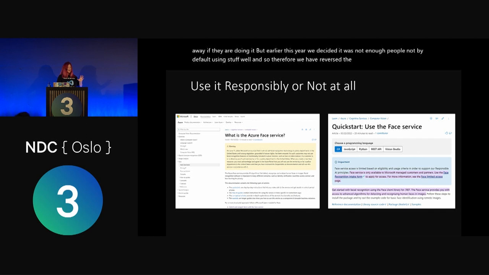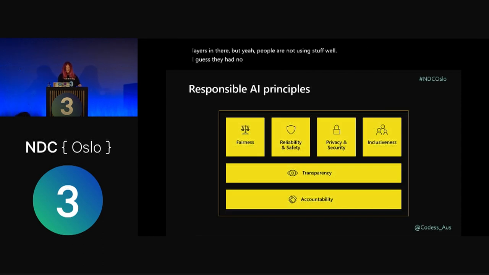So now no one can use it unless they put a use case in showing they have considered all of those principles. And once they have justified that, then they are able to use it, which I think is very sad for people like us who would like to try it, test it, play with it, and have some fun. And also for all of those people who were using it for good, it's added extra layers in there. But if people are not using stuff well, I guess they had no choice. So these are the responsible AI principles.